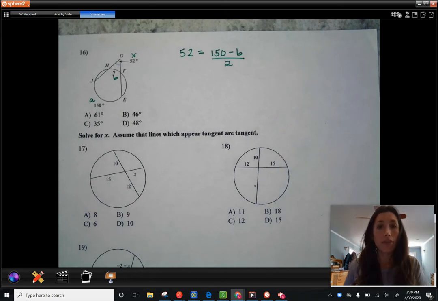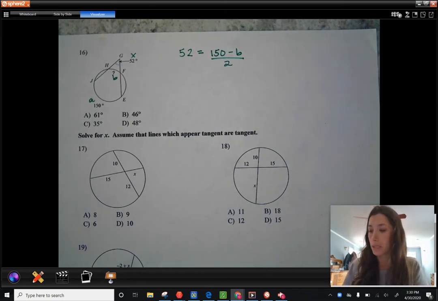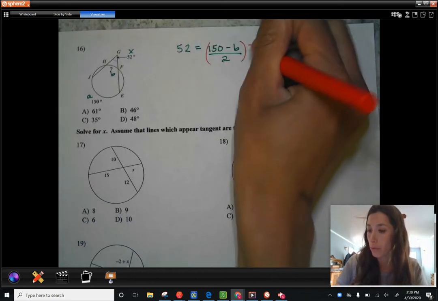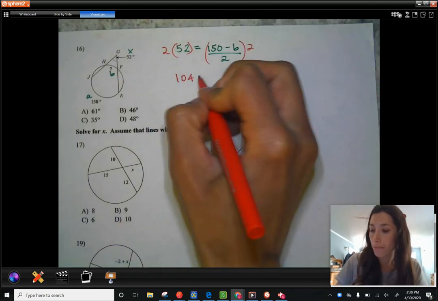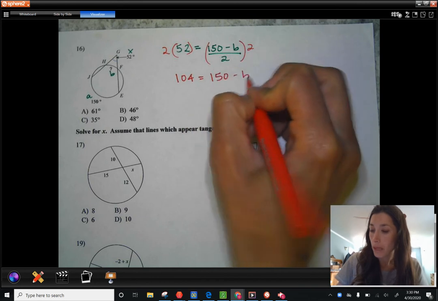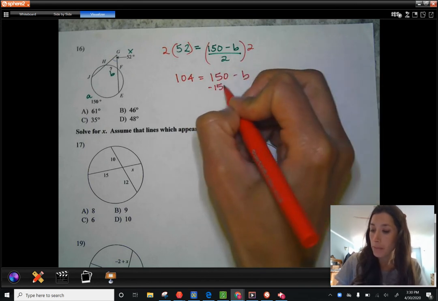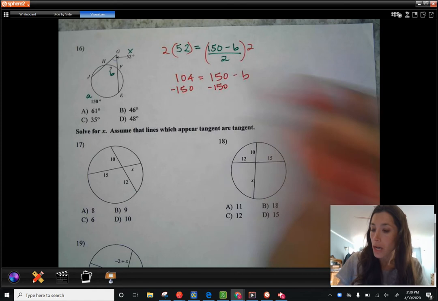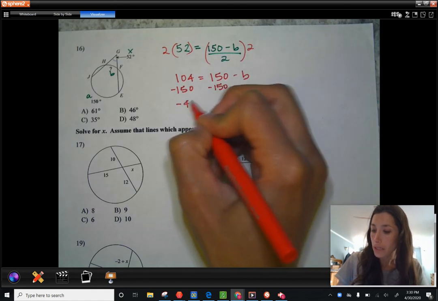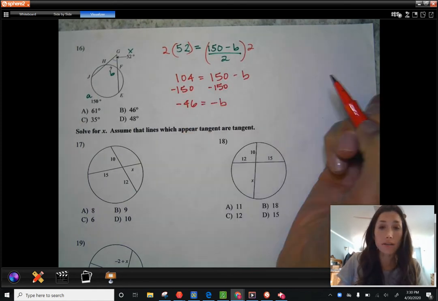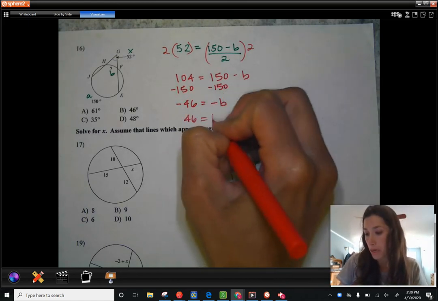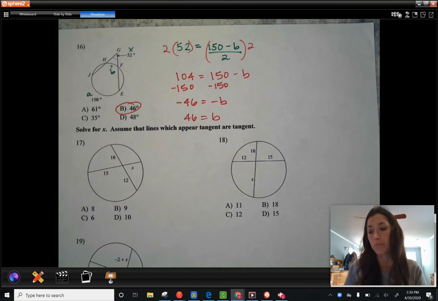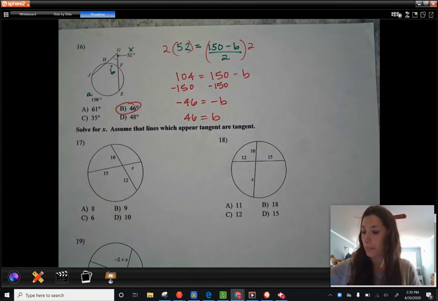Now the first thing I would do maybe on this problem is multiply both sides by 2. So 52 times 2 is 104. Now, if I subtract 150, I am going to get a negative on this side here, but it's going to be a negative 46 equaling negative b. So if I divide by negative 1 on both sides, I'll get positive 46 equals b. So here we go. And we could plug it back into the formula and make sure that that simplifies and works out.